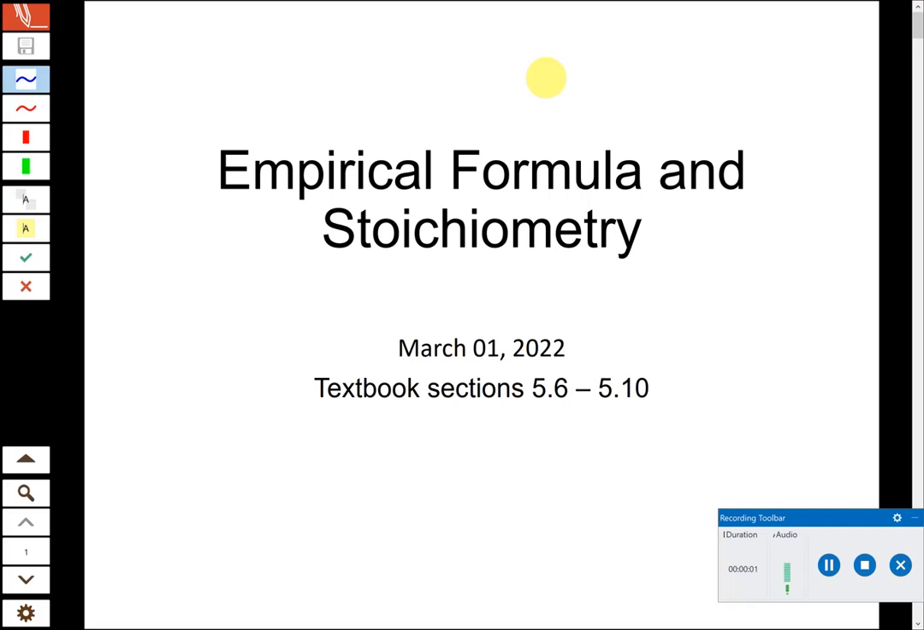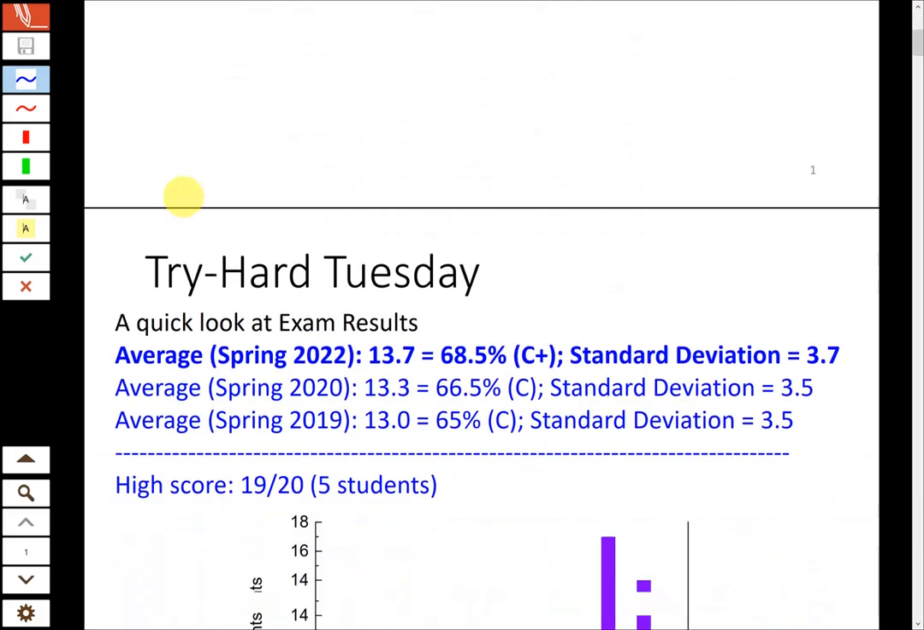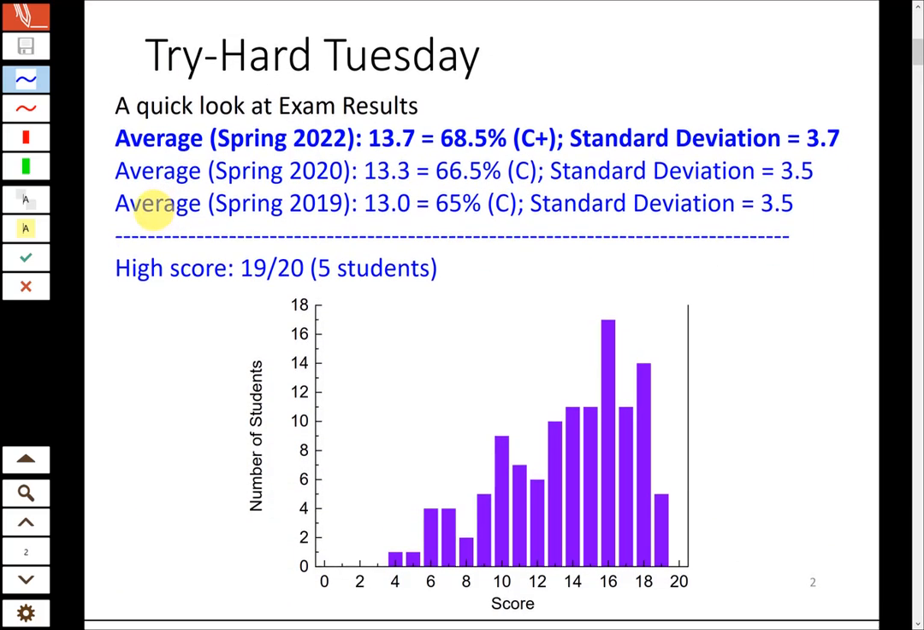Okay, the first thing I'll do before I start today is show you a quick breakdown of the exam results. So this is our normal Tuesday activity of looking at different metrics and different study habits and talking about them. Since we had our first exam last week, here's a breakdown of the results.